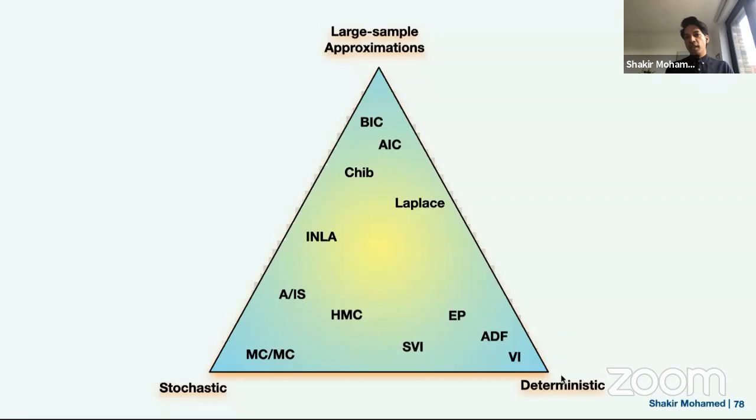So I want to just look at the third part of this space. And there are perhaps other ways of looking at this triangle, but I think this is one useful way. So I want to now look at deterministic methods for computing integrals. And we're going to look at one particular method, which is variational inference and stochastic variational inference. But there are other methods in this class that we can study and talk about later.